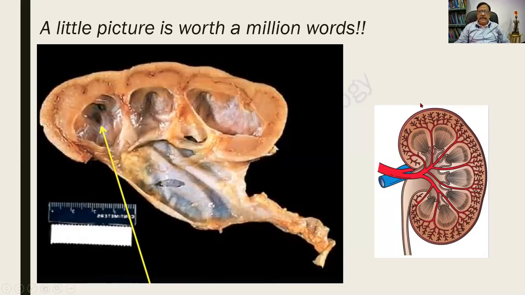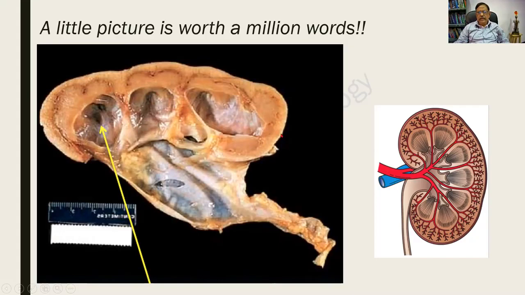A little picture is again worth a million words. Look at this one. Nothing to equate a photograph of a specimen. I'm finding that there is a distension of the pelvis, distension of the calyces, fusion of the adjacent calyces, and this is what I said. The inner surface is smooth, shiny, grayish white. The renal parenchyma is accordingly thinned out. Still, I am able to see a cortex and a medulla. This is a pyramid that is getting blunted out.